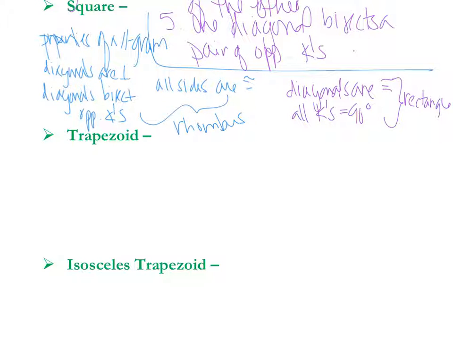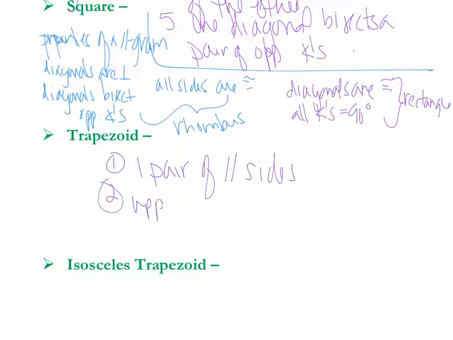All right, trapezoid, not bad. Property 1, there's one pair of parallel sides, which means it's not a parallelogram. And 2, upper base, which we'll talk more about later, and lower base are supplementary. Or you might hear consecutive angles are supplementary, same thing, but a trapezoid is not a parallelogram.